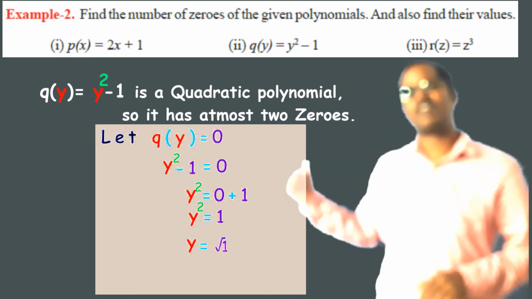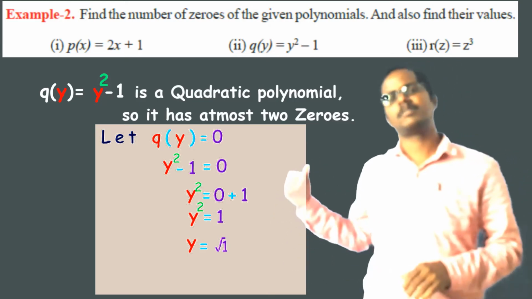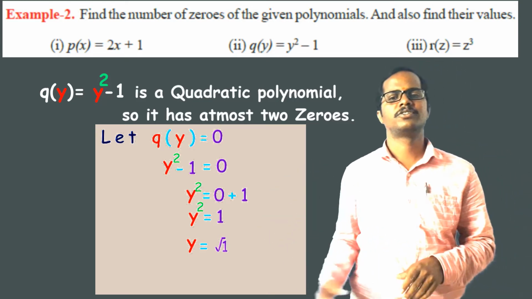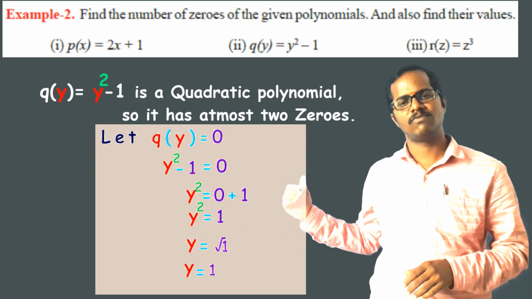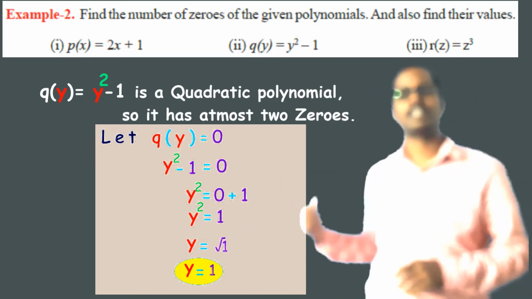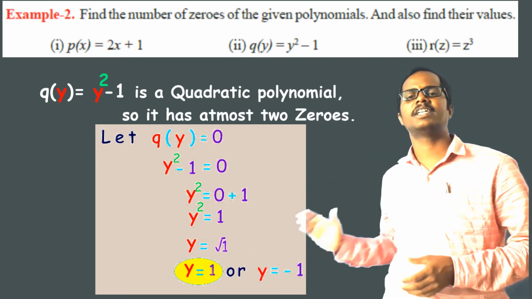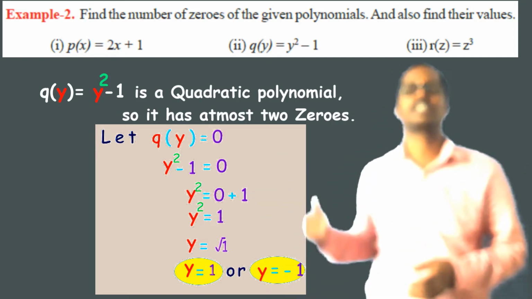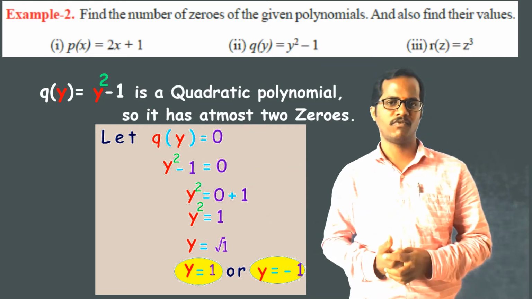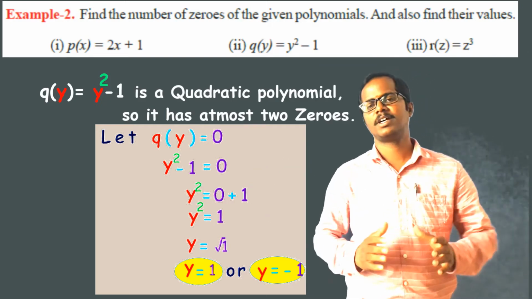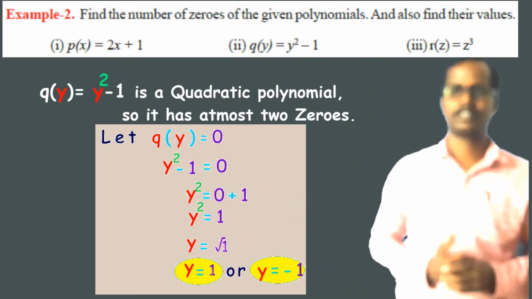And the square root of 1 will be either plus 1 or minus 1. So here we can take y equals 1 or y equals minus 1. So 1 and minus 1 are the two zeros of the given quadratic polynomial q of y equals y square minus 1. Now similarly, let us see the third problem.